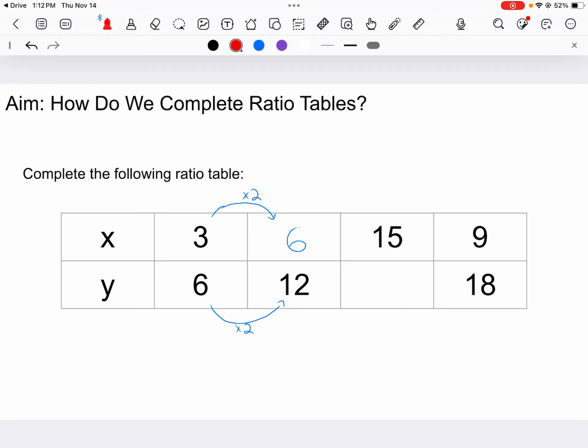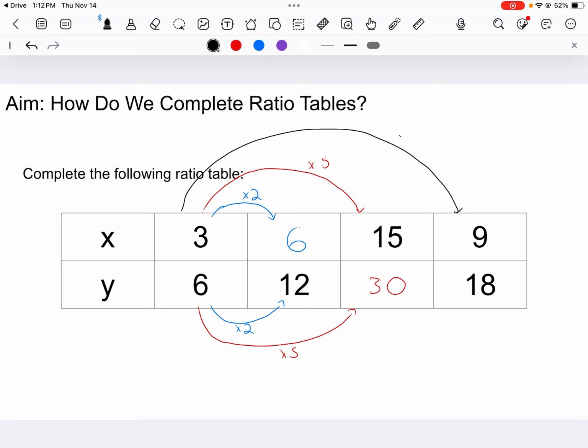Now I'm going to do the same thing for the 15 and look at 3. And I know that 3 times 5 is 15. So I'm going to do the same thing for the y value, which is 6 times 5, which is 30. And the last one they gave us, but we could just see that the pattern still works, because 3 times 3 is 9, and 6 times 3 is 18.